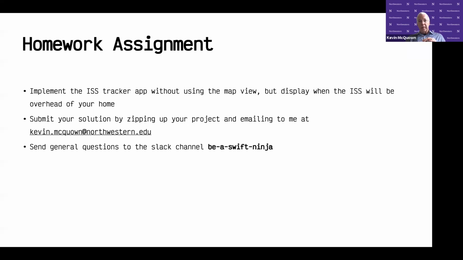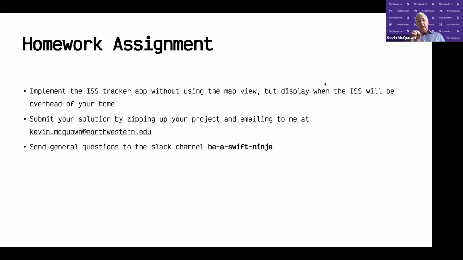So on the homework assignment, what I want you to do is to implement the ISS Tracker app like I did, but I don't want you to use the map view. But I do want you to display when the ISS will be overhead of your home. It's one thing to run this and see where the International Space Station is at any point in time. I think it would be cool if you had an app that, when you ran it, told you the next time the International Space Station is going to be right above you, the date and the time.